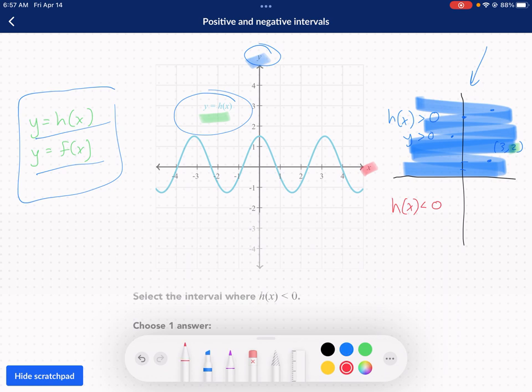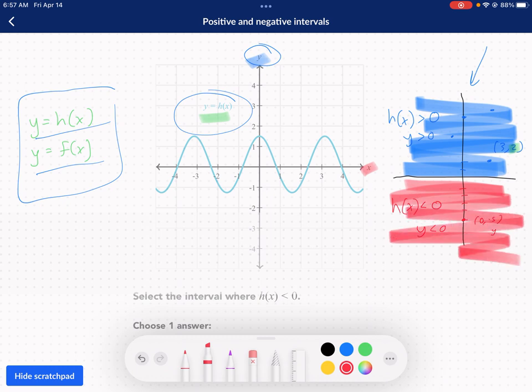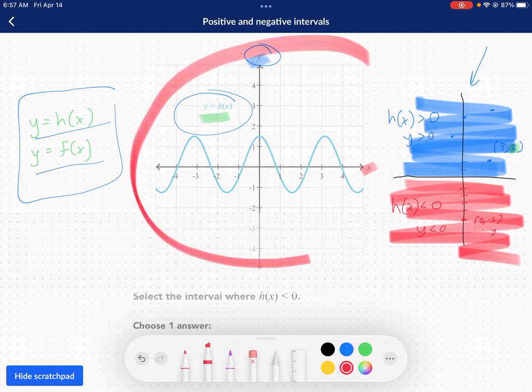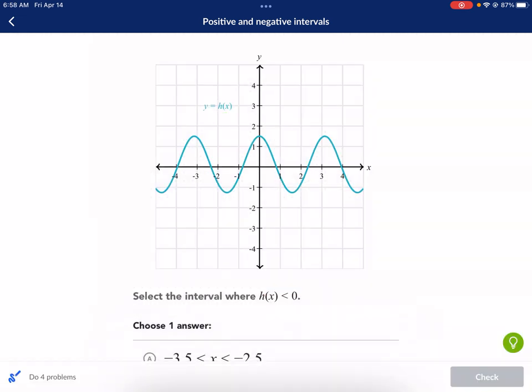And the exact opposite is true. If you're looking at a point down here, like 4, negative 5, notice how h of x, or y, our y coordinate, is less than 0. So anywhere below the x-axis, the function of x is below 0. We need to identify where in this graph h of x is beneath 0, so we're looking for beneath the x-axis.